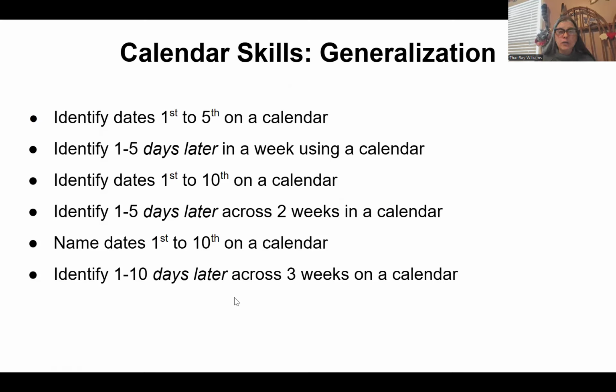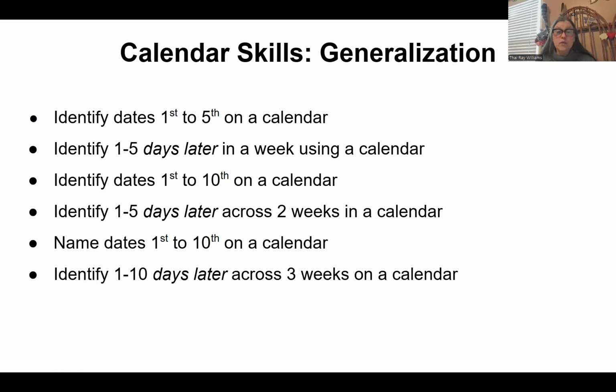After you identify 1 to 5 days later on the calendar within a week, then you're going to move to the dates 1st through the 10th on the calendar. Then you're going to identify 1 to 5 days later across 2 weeks. So identify 1st through 5th, identify 1 to 5 days later in a week. Identify 1st through 10th, identify 1 to 5 days later within 2 weeks. Then you're going to work on the name of the date. So we're not just looking for 1st, 2nd, 3rd, 4th. We're looking for January 1st or January 4th.